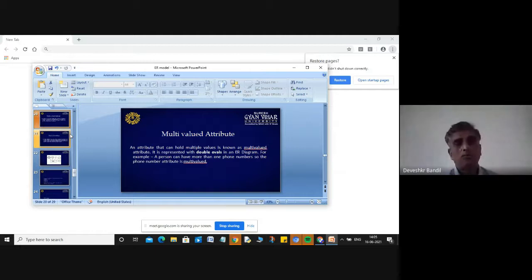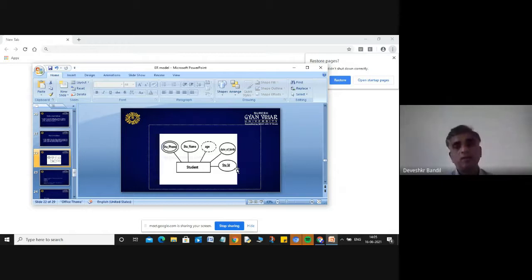Okay, so your phone number attribute is your multi-valued attribute. And you can see in this given diagram, your student is your entity. That's why I have represented student in a rectangle, and your student ID, date of birth, age, student name, and student phone. These are all attributes. Age, you can see, is represented in a dashed ellipse because that is your derived attribute.